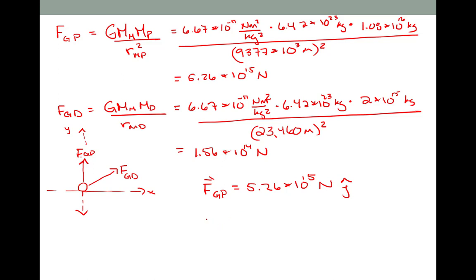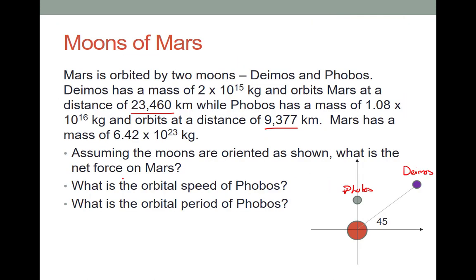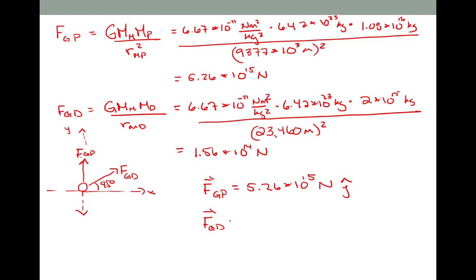For Deimos, I have to do components. This angle was given as 45 degrees, if you look. That means that the force will be cosine of 45 in the i hat plus sine of 45 in the j hat. I can now take and find the net force by adding the two pieces together.